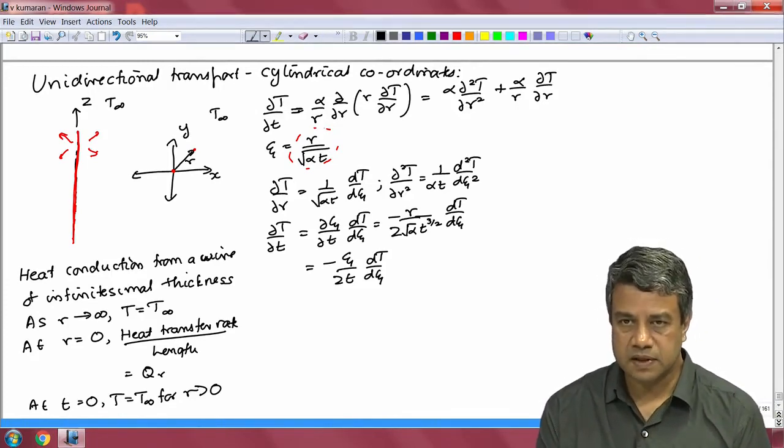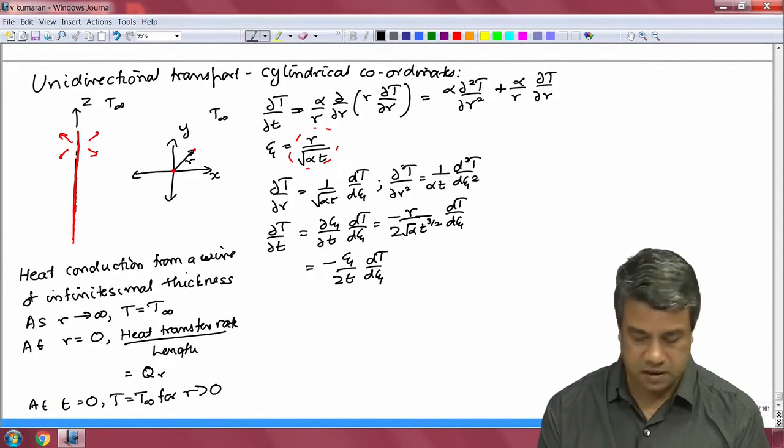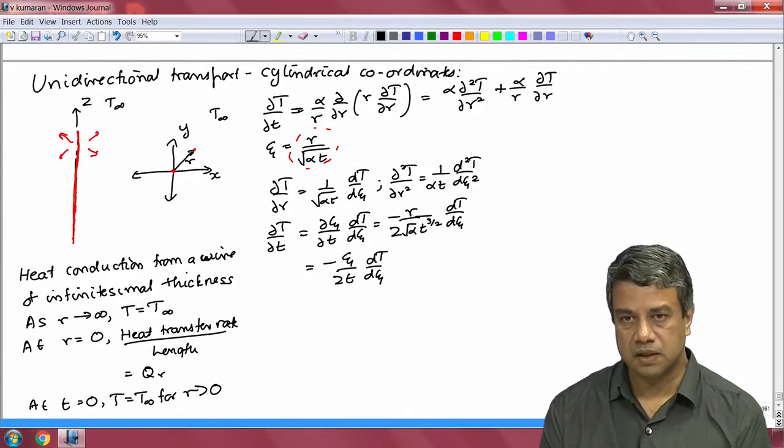Note that I have not yet scaled the temperature here. Okay, I have not yet scaled the temperature here. The reason is that I do not have a temperature at the surface of the wire. Okay, I do not have a temperature at the surface of the wire. I have only a flux.